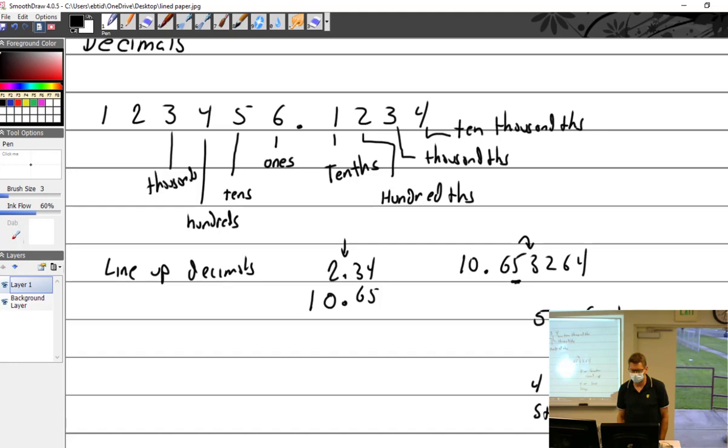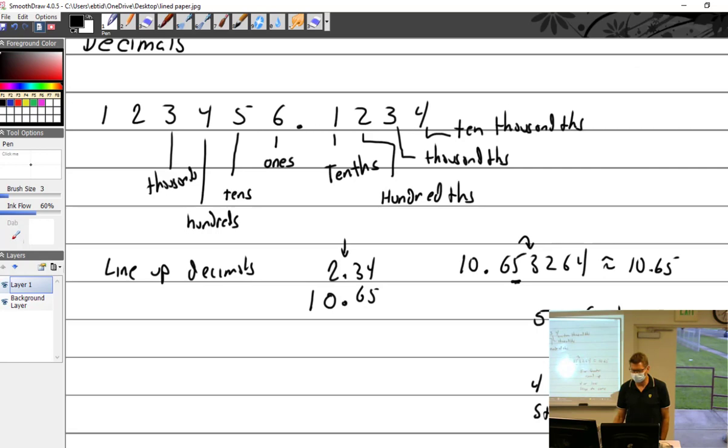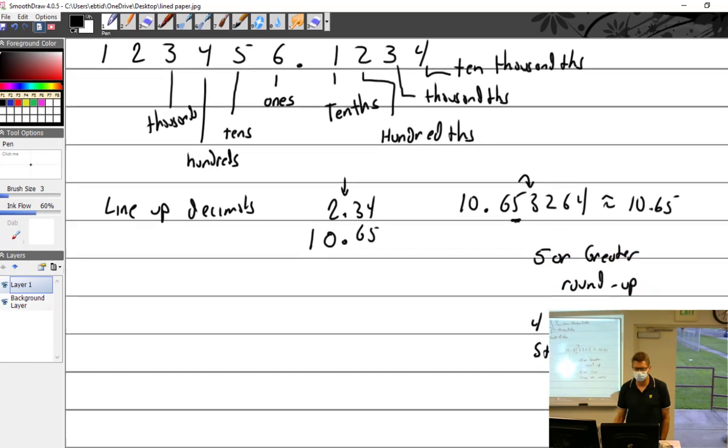Stays the same. I realized, talking to my daughter, that people often say you round down, and that really confused her. She asked, so that becomes a 4? I said no, it just stays the same. So the word is it stays the same, right? So if I round this to the nearest hundredths, that would be 10.65.